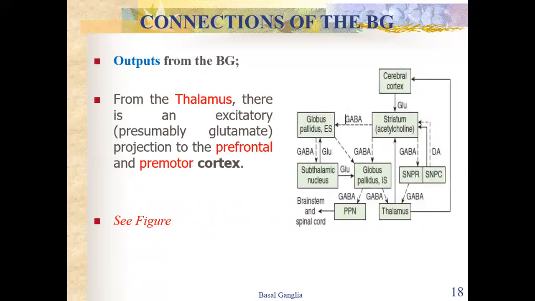So still on the output, from the thalamus there is an excitatory, presumably glutamate secreting, projection to the prefrontal and premotor cortex. Remember, these parts of the cerebral cortex, the motor cortex, are also involved in planning of voluntary movement. So there is an output from the thalamus to the cerebral cortex, mainly the prefrontal and the premotor cortex.